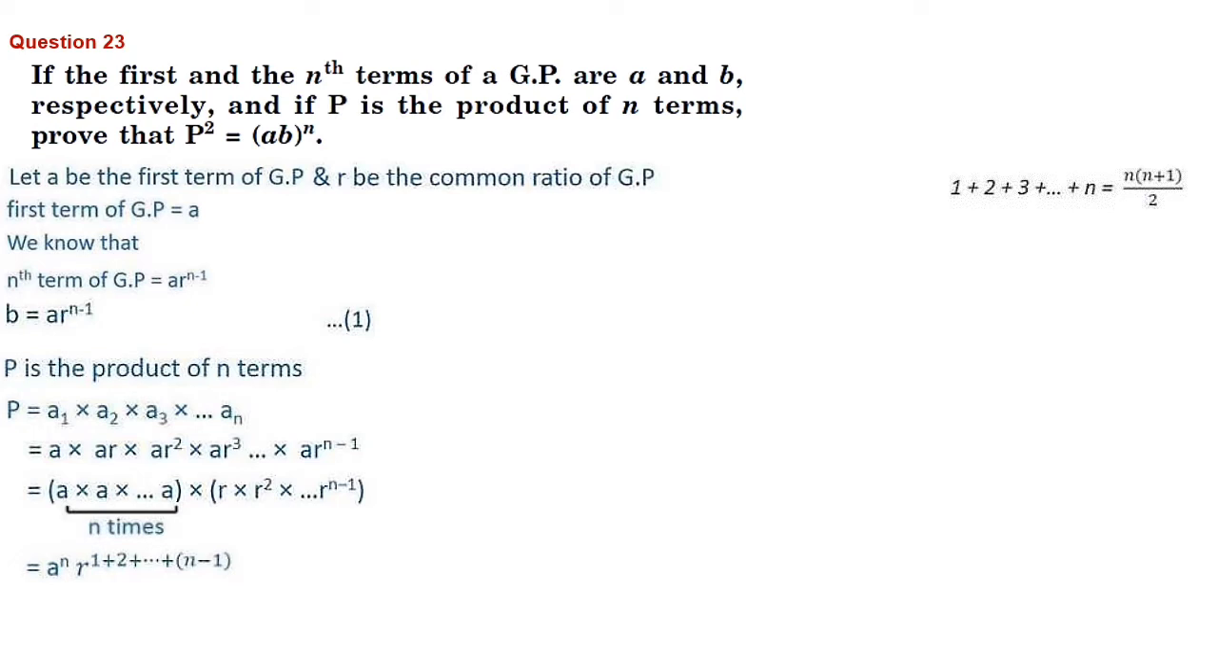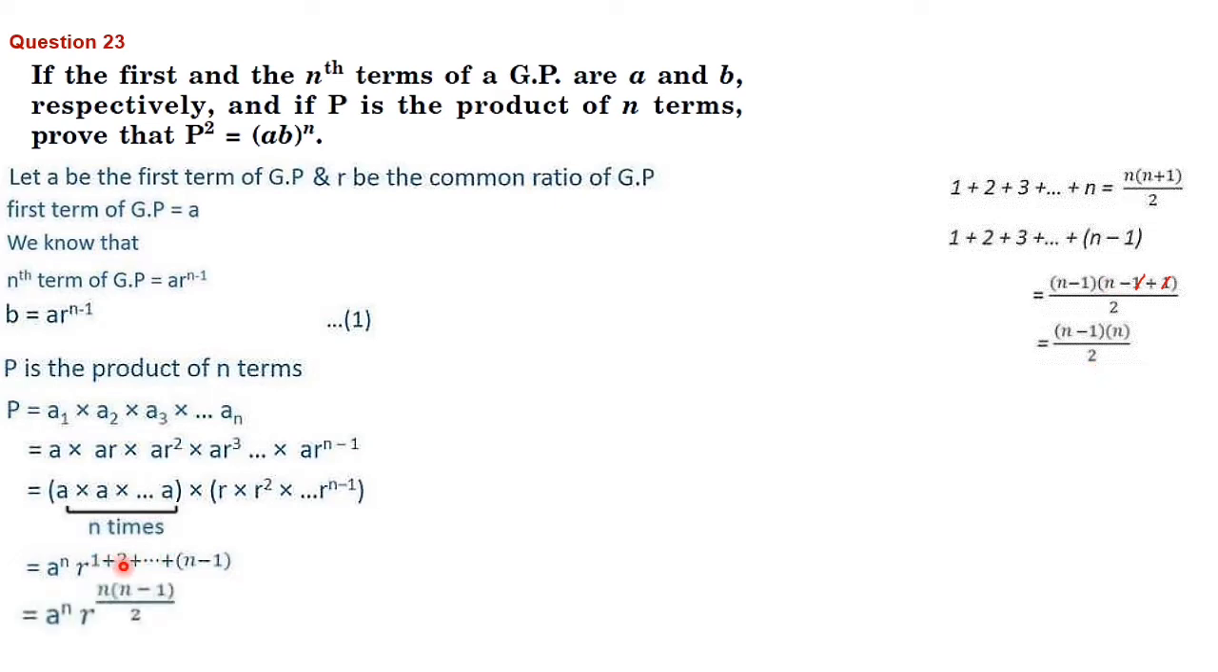Now here you can see 1 plus 2 plus etc. plus n minus 1 terms. That means 1 plus 2 plus 3 plus etc. plus n minus 1 means sum of first n minus 1. In n into n plus 1 by 2 the last term is n. Here the last term is n minus 1, so this n you have to replace with n minus 1. So n minus 1 into n minus 1 plus 1 divided by 2. Here minus 1 plus 1 cancels in the second bracket, leaving only n. So we get n into n minus 1 divided by 2.